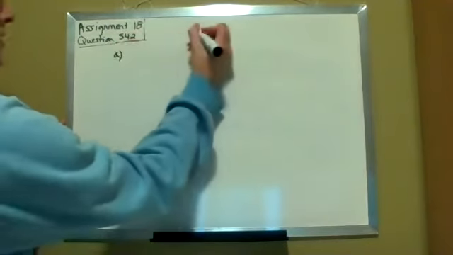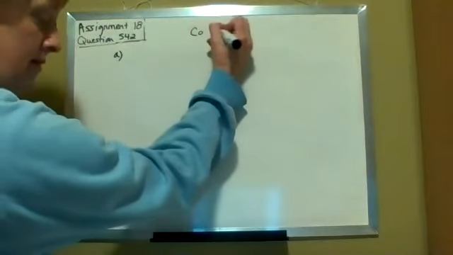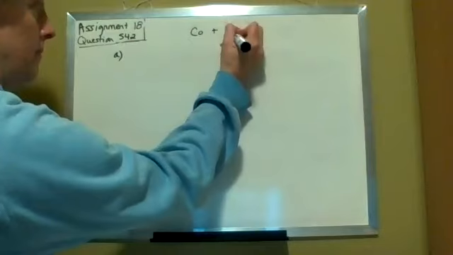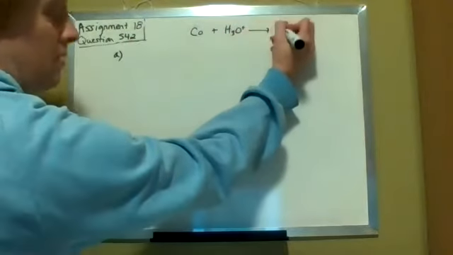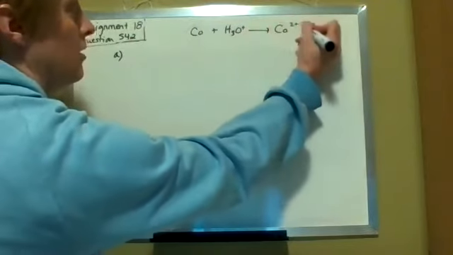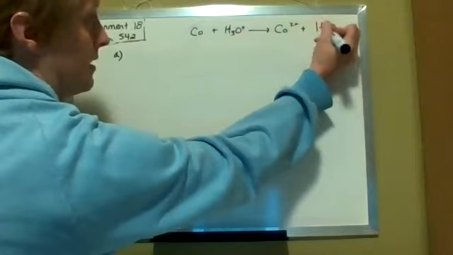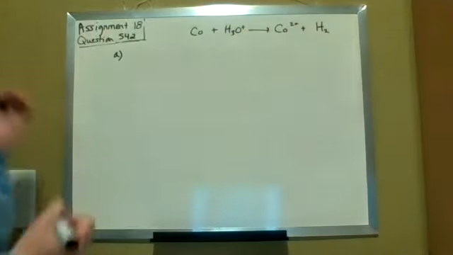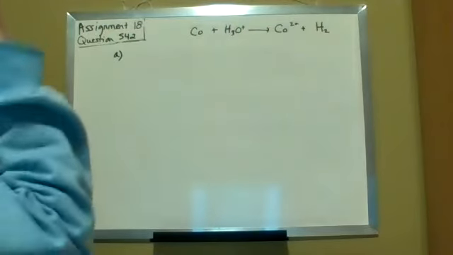So in each of these cases, you want to balance the equation, calculate E naught, say whether it's spontaneous, and then determine the value of the equilibrium constant, which is K. So we'll start out with the first one. What you have is cobalt plus hydronium going to cobalt 2 plus and H2. So we're going to break it out into the 2 half reactions.